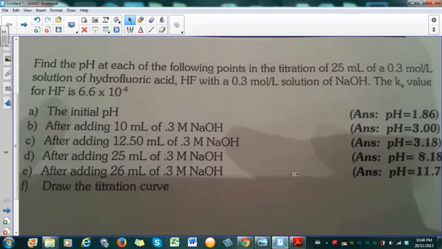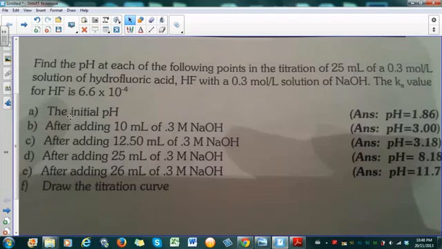So, let's start. The question says you have to find the pH at all the following points. You originally have 25 mL of the acid at 0.3 moles per liter, and your acid is HF. Then you're titrating it with a strong base, and the concentration of the base is 0.3. The Ka value for HF is 6.6 times 10 to the negative 4.